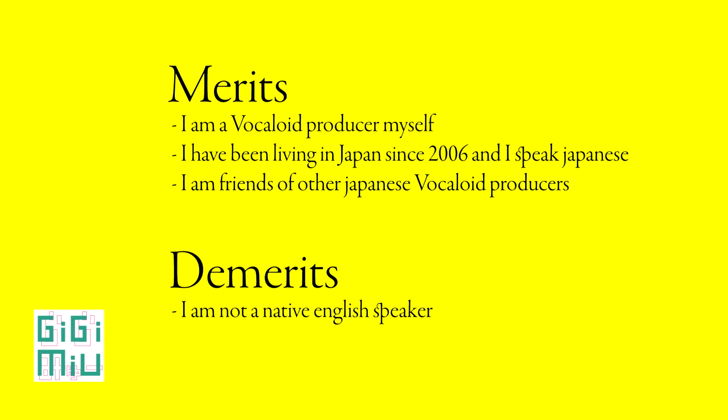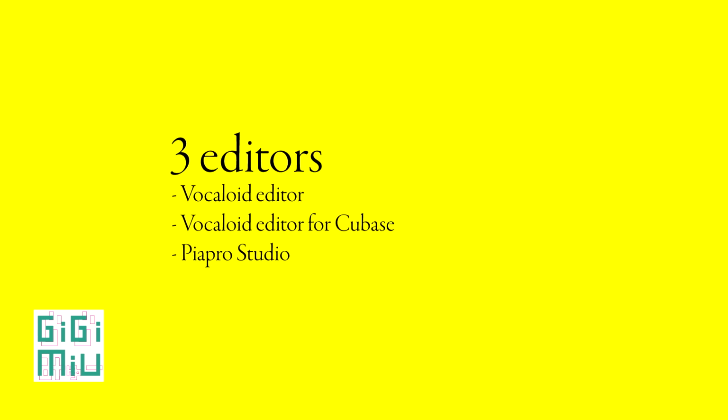This is all for my introduction, so let's start with the first lesson. In this first lesson, I will show you where you can find the software needed and how to install it. There are three software that you can use, and they are the standalone Vocaloid editor, the Vocaloid editor for Cubase, and lastly PiaPro Studio, which is PiaPro version of PreSonus Studio One.